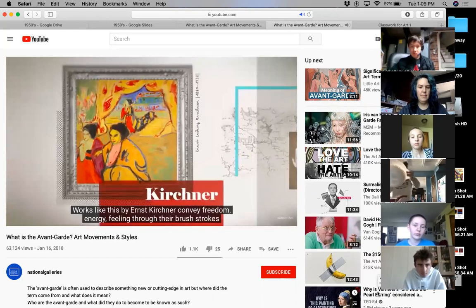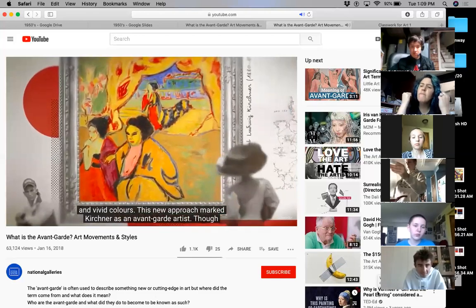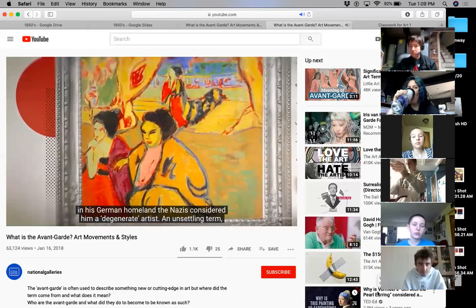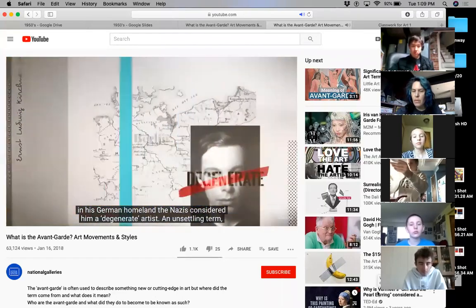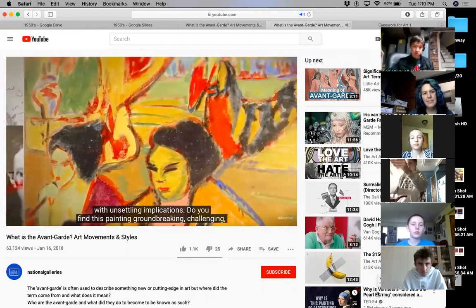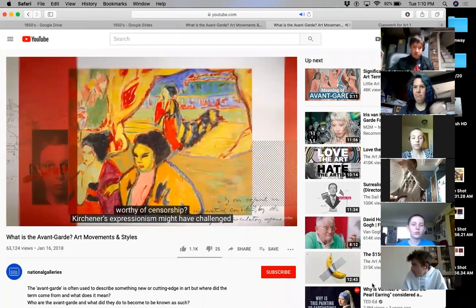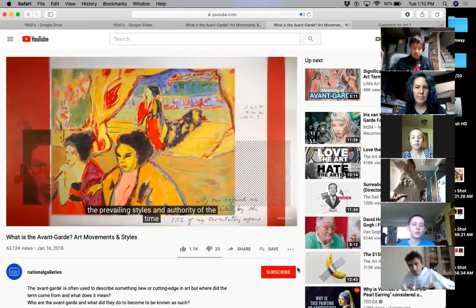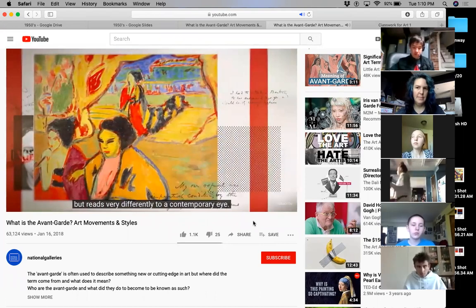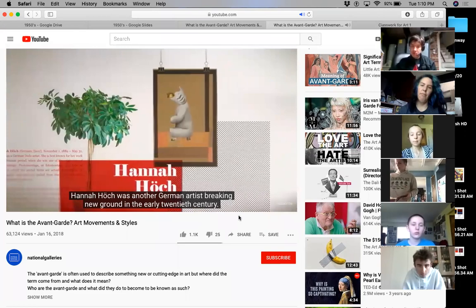Works like this by Ernst Kirchner convey freedom, energy, feeling through their brushstrokes and vivid colours. This new approach marked Kirchner as an avant-garde artist, though in his German homeland, the Nazis considered him a degenerate artist, an unsettling term with unsettling implications. Do you find this painting groundbreaking, challenging, worthy of censorship? Kirchner's expressionism might have challenged the prevailing styles and authority of the time, but reads very differently to a contemporary eye. Anna Hoch was another German artist breaking new ground in the early 20th century.